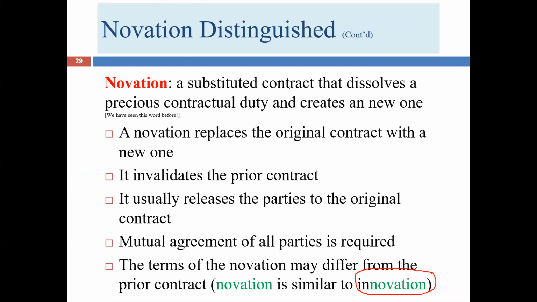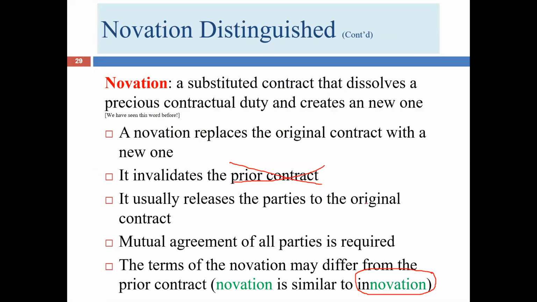It's a substituted contract that dissolves a previous contractual obligation and creates a new one. So a novation replaces the original contract with a new one. When a novation happens, the other contract goes away. It is not enforceable by anyone. And it's going to release the original parties to the contract. They have no continuing obligations under the original contract.